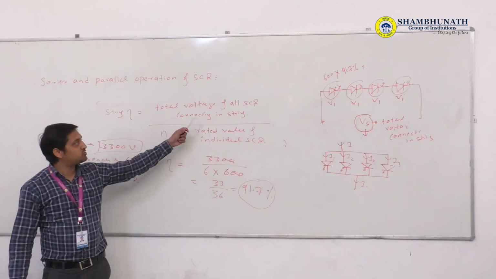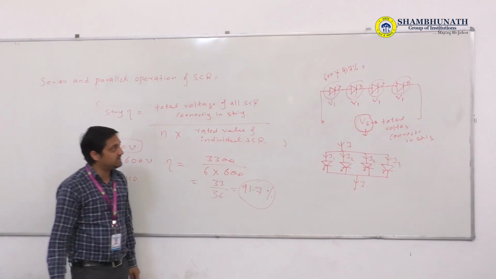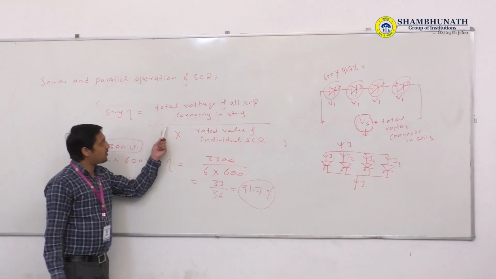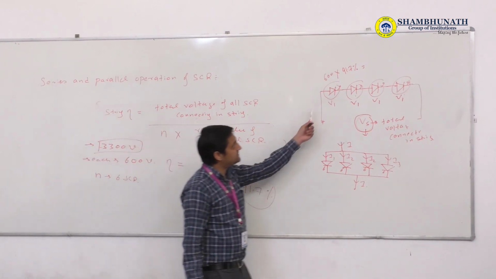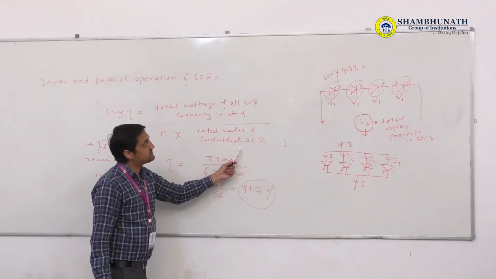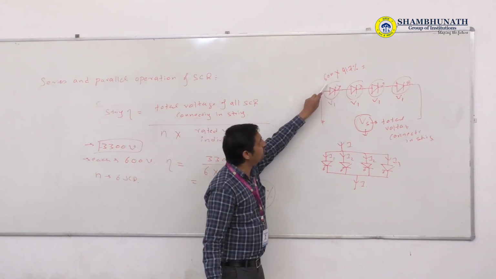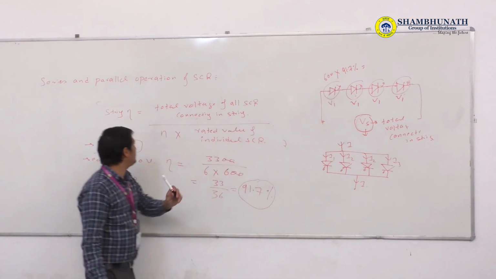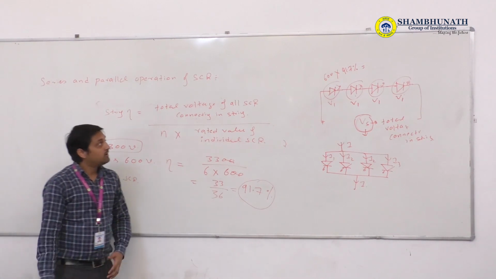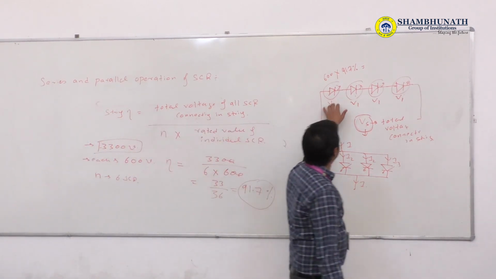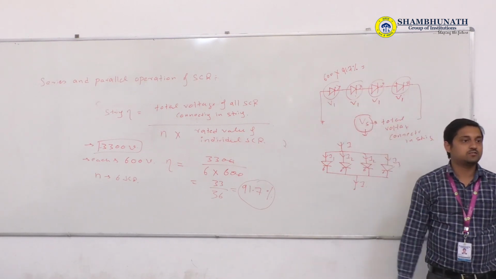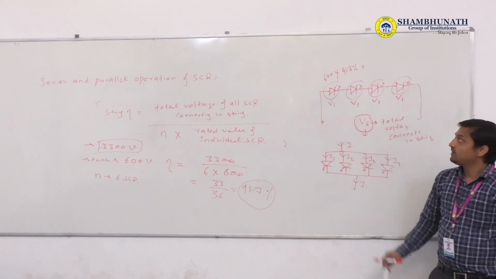The total voltage of all SCRs connected in series, that is the total voltage applied to the system, divided by the number of SCRs connected in series times the rated breakdown voltage of each SCR, is known as string efficiency. Now we see that each SCR is worked to 91% of its breakdown voltage.